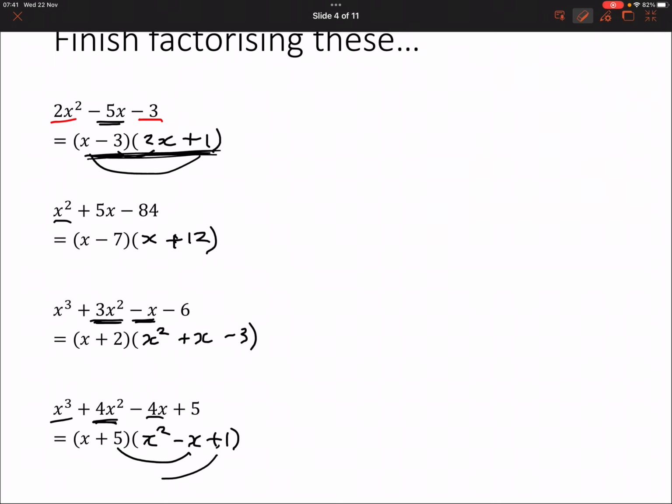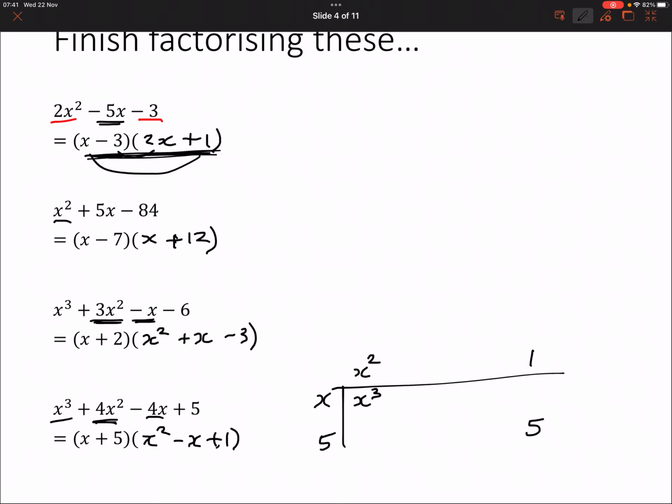Just for kicks, I'm going to show you another way you could do that using a table. So if I'd written out my original question, I've got the x and the plus 5 there, and I know that I need to get x cubed, so that needs to come from an x squared. I need to get a 5, so that needs to come from a 5 times a 1, okay. I can fill in the other bits that I'm going to get from those.